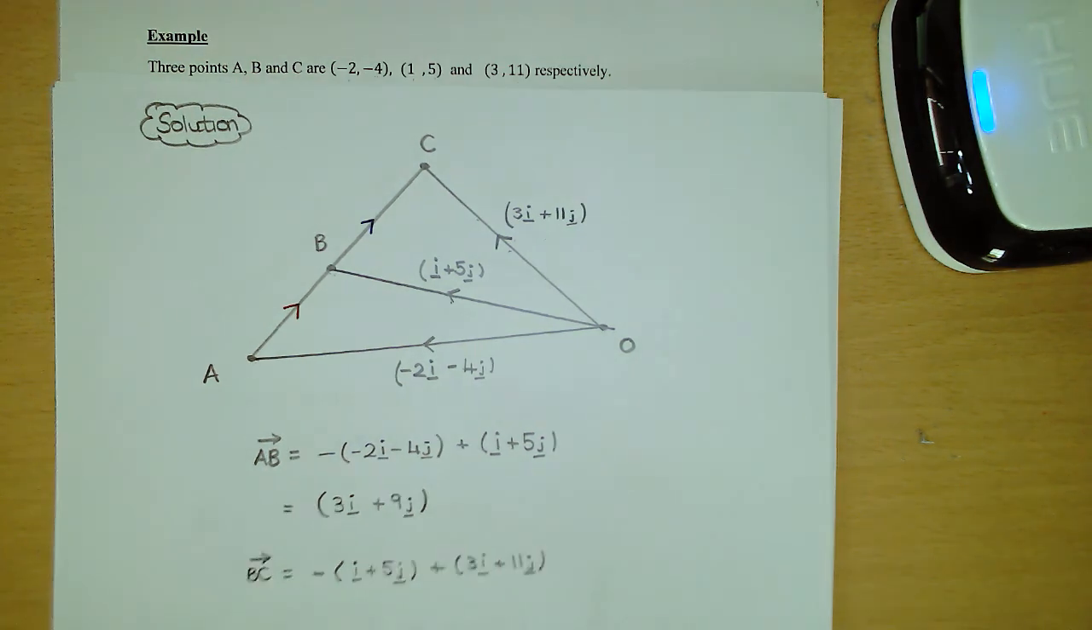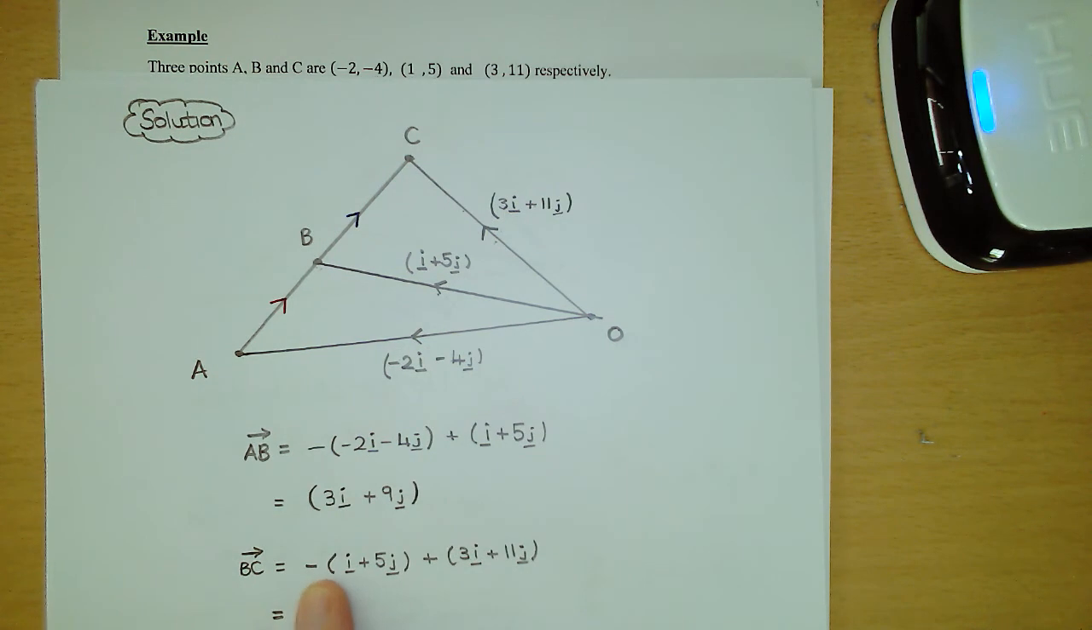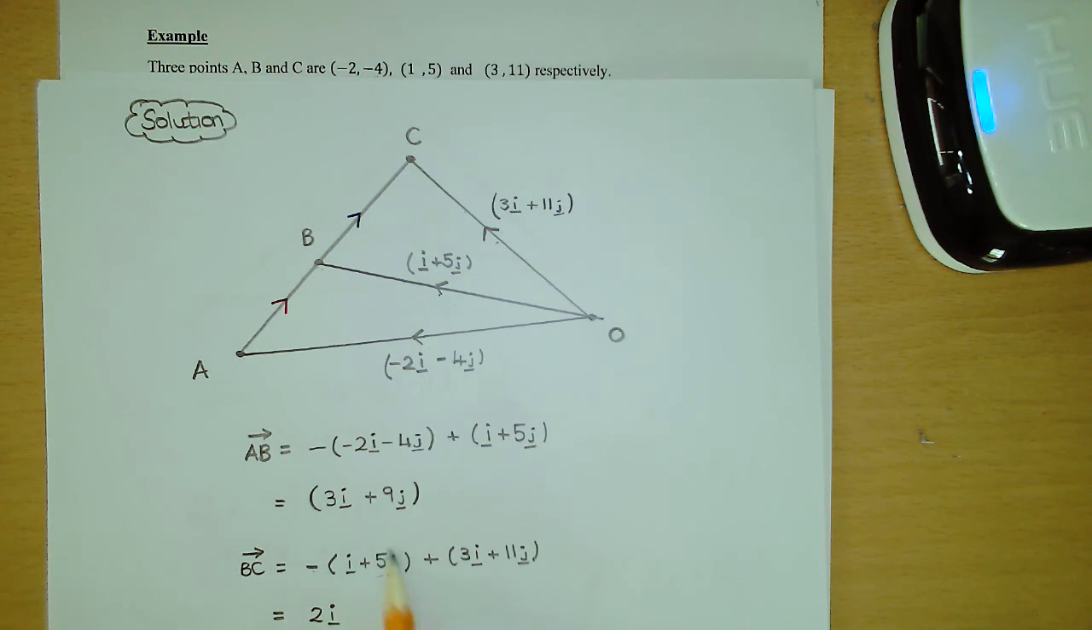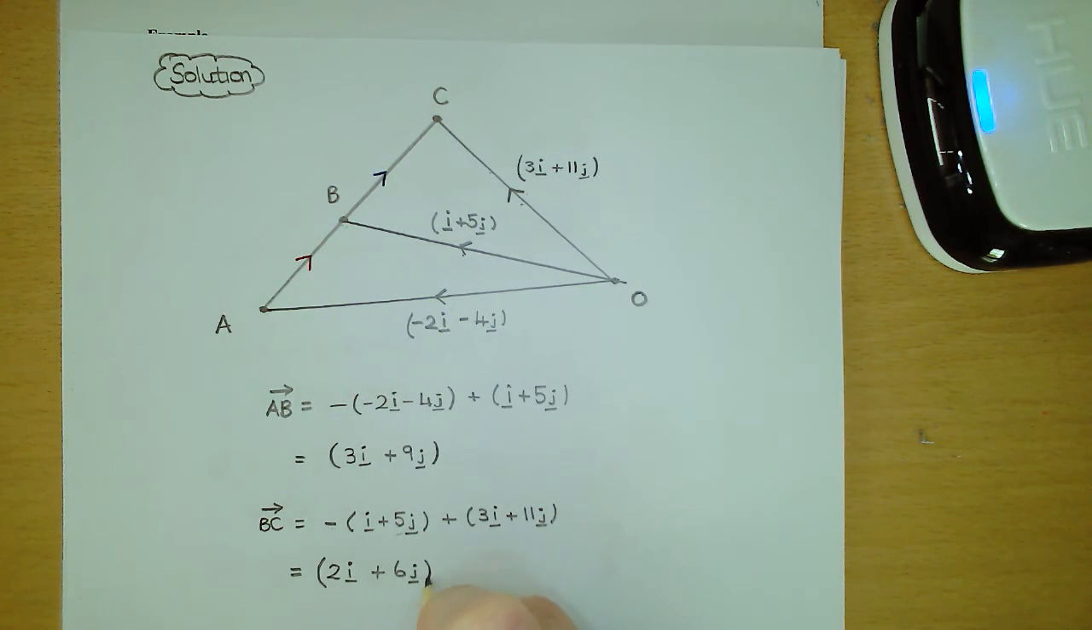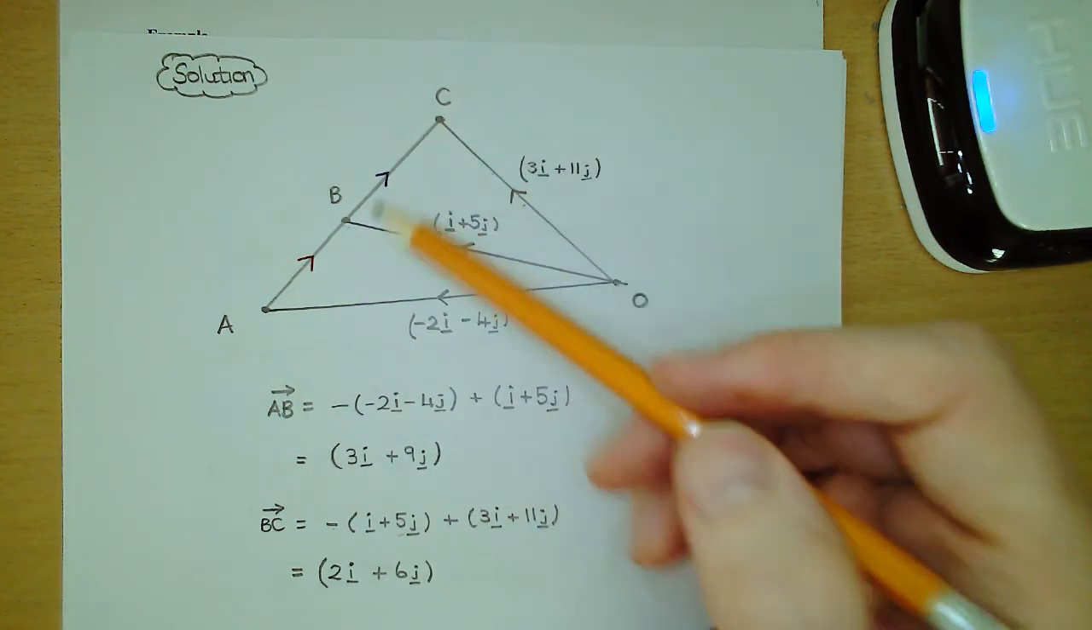So once again we add the i and the j components. So multiply by the negative first. So we've got negative i and we're adding on 3i. So that's going to bring us to 2i. And then again deal with the j components. So multiply this j component by the negative first. That's minus 5j and we're adding on 11j. That's going to give us plus 6j. And again put brackets around it. And those are the i and j components of the displacement vector BC.